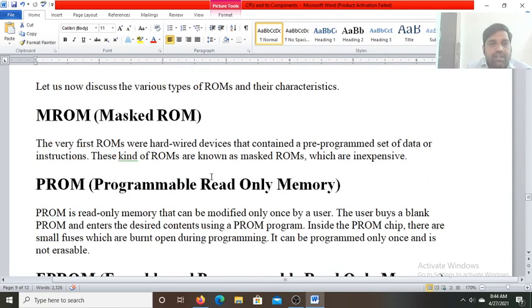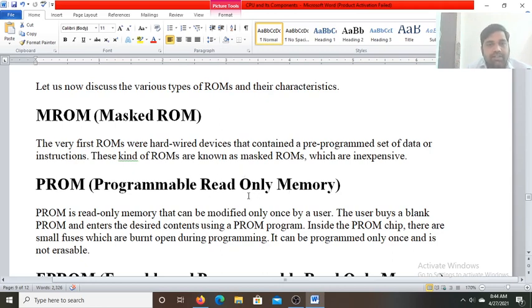These ROMs are also of many types. You can see the types of ROMs. How many types of ROMs are there? PROM, EPROM, EEPROM, flash memory, and the mask ROM. Many types of ROMs are there. So first is the mask ROM. The very first ROMs were hardwired devices that contained a pre-programmed set of data or instructions. This kind of ROM is known as mask ROM, which is inexpensive.